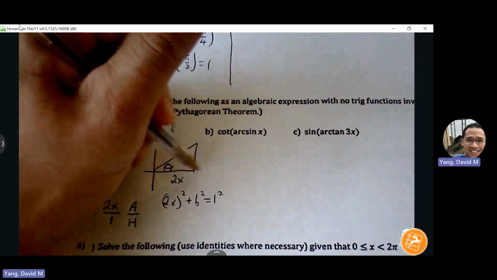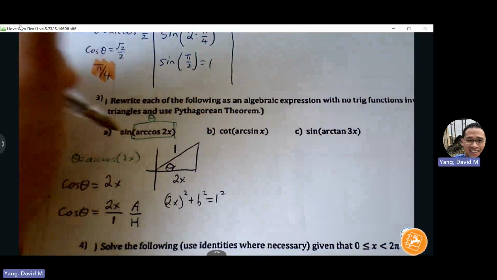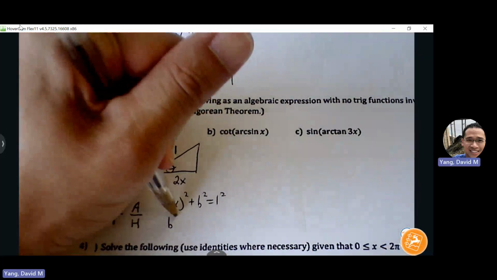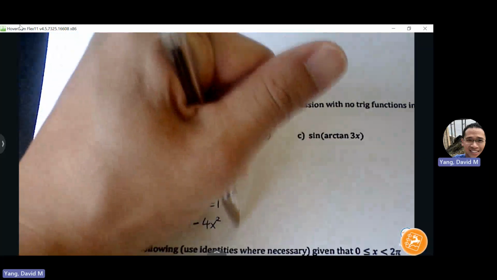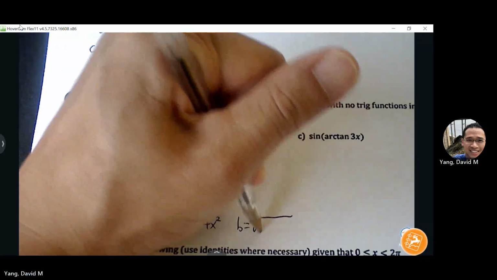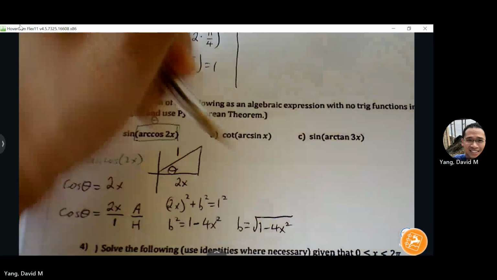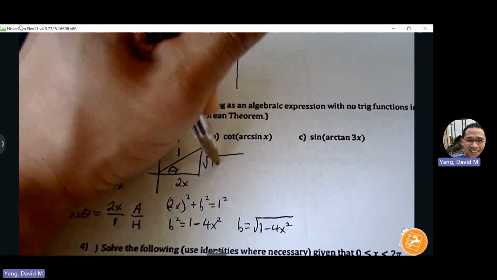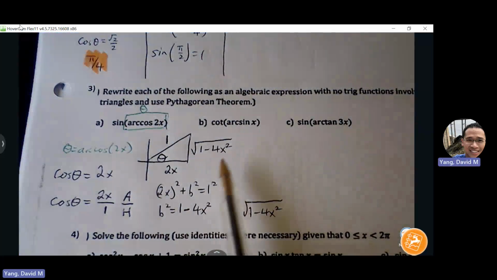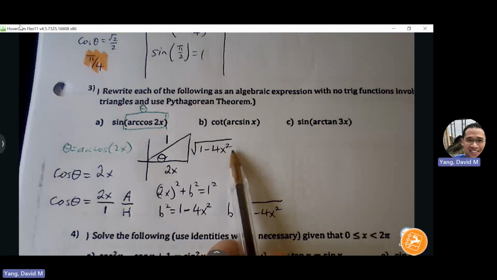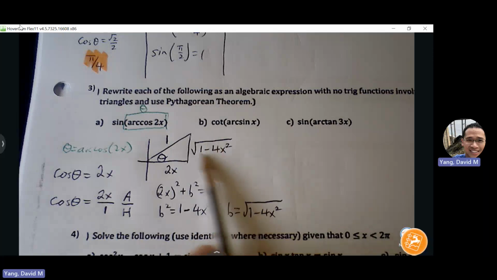Solve for b. My b is that missing side. I'm going to need that missing side to help me figure out the rest of this. So b squared is equal to 1 minus 4x squared. Take the square roots. So it's a little messy, but it's root of 1 minus 4x squared. We can't take the square root of the 4 and the x squared because of that minus, so this has to stay the way it is.